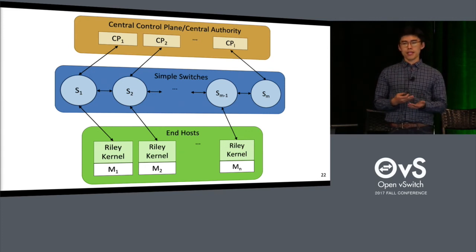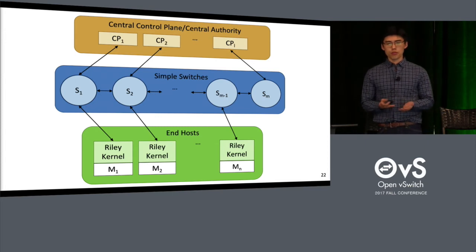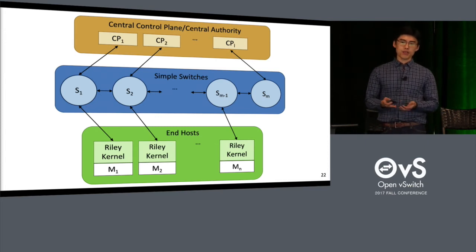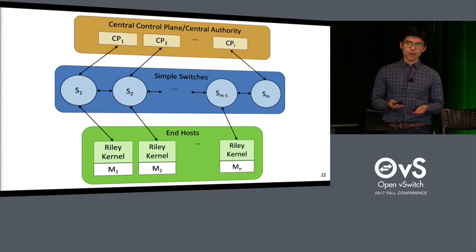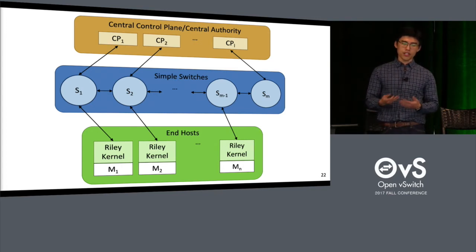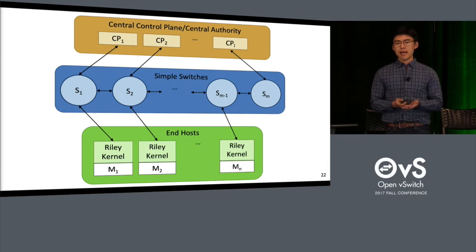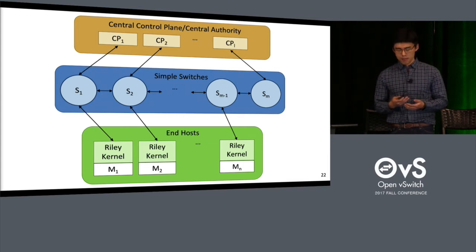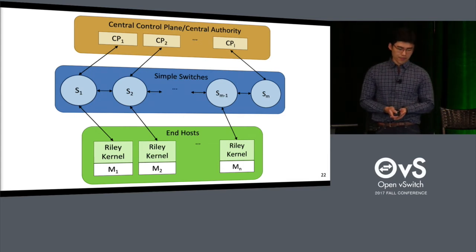Also, the forwarding in this model is a very simple source routing scheme, unlike IP forwarding. That's why you need a Riley kernel on the end hosts to append the path that the packet takes throughout the network.